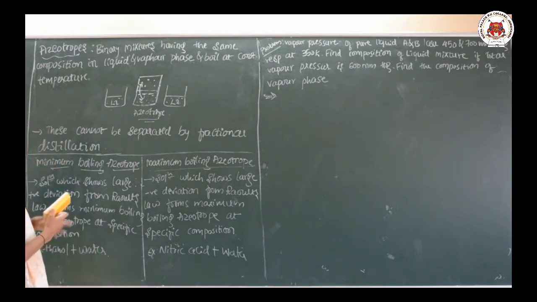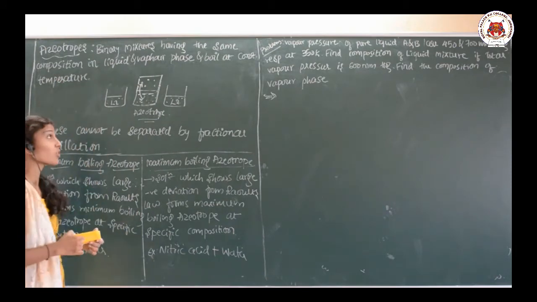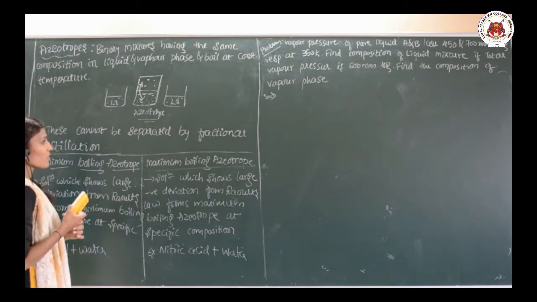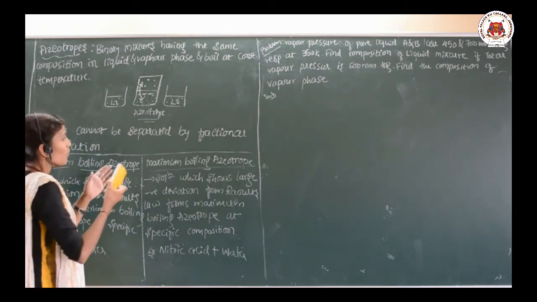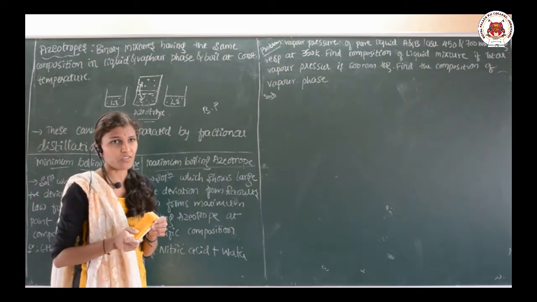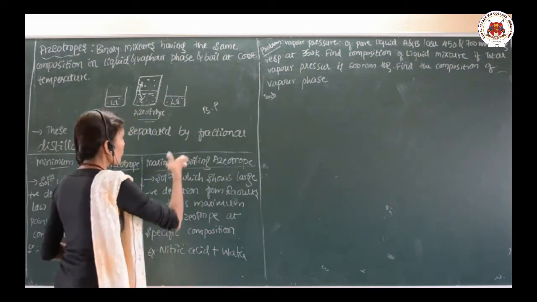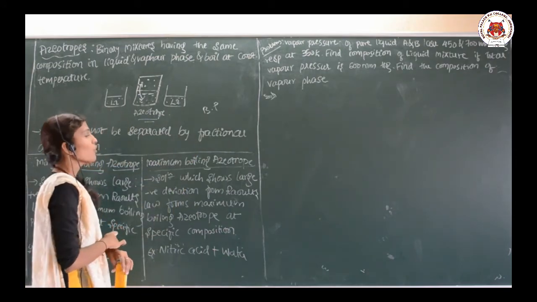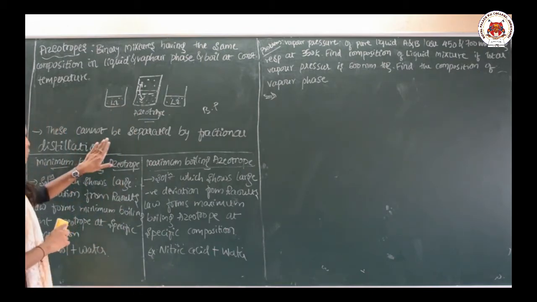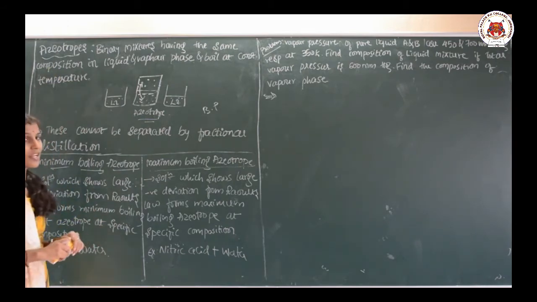And an azeotrope cannot be separated by fractional distillation, as the composition is the same in both the liquid and vapor phase. Fractional distillation is used to separate liquids which vary in their boiling points. When the boiling points of two liquids are somewhat different, we use the fractional distillation method which you studied in your first PUC, but azeotropes cannot be separated by fractional distillation. Clear?